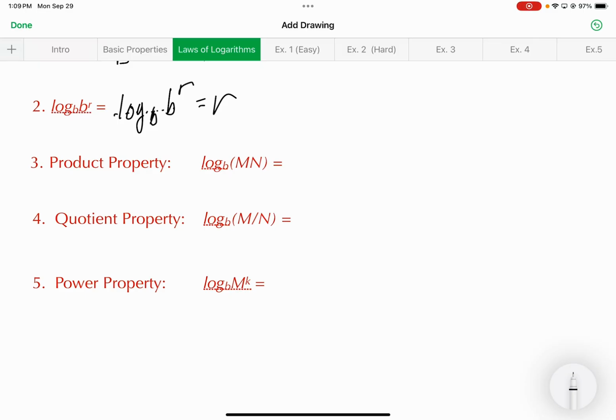Does anybody remember how I can expand or split that up? If you have two things multiplied by each other inside of a logarithm, we can write it as log base b of m plus log base b of n. When I have two things multiplied inside of a log, I can split them apart using addition, or three things or four things or whatever. And what about the quotient property? How am I going to split those up? Subtraction, good. Log base b of m minus log base b of n.